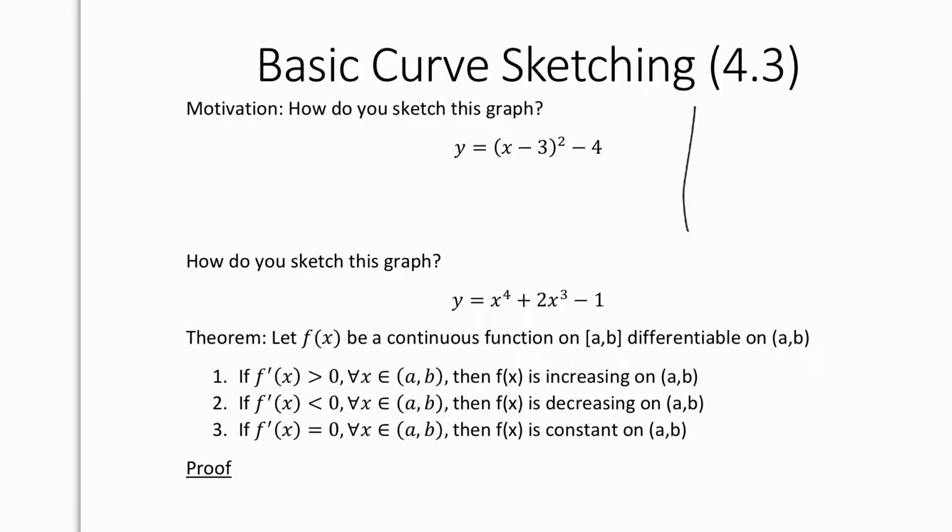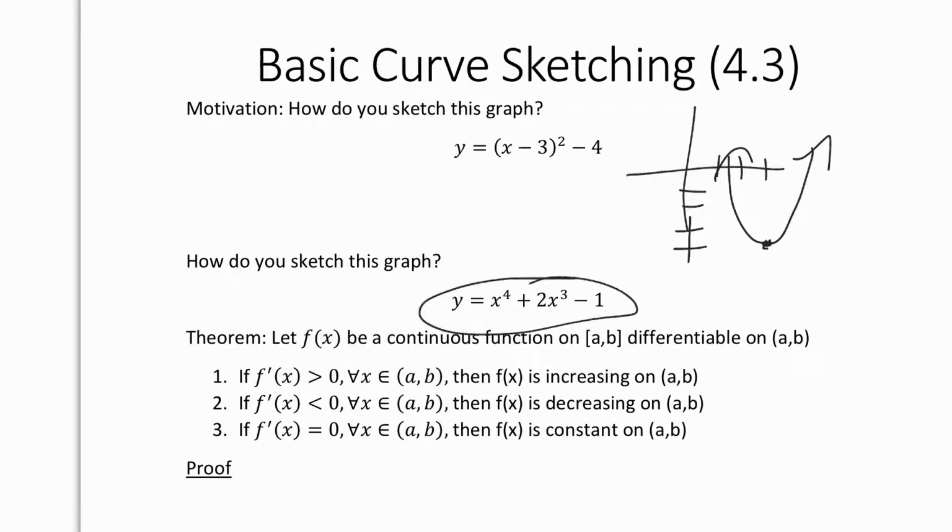We could throw down an xy axis, go over to 3 and then go down to -4. Throw ourselves a little vertex there, and we'd get a parabola. And that curve is not particularly difficult to sketch, but how do you sketch something like this?